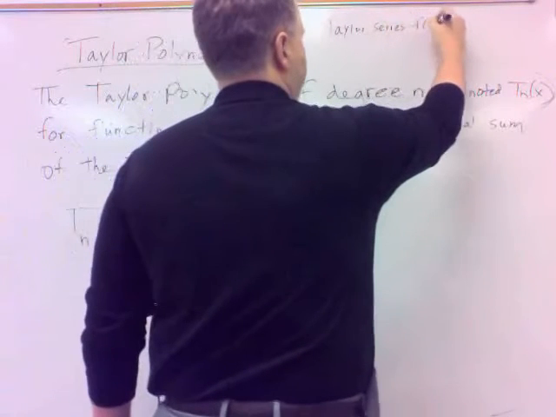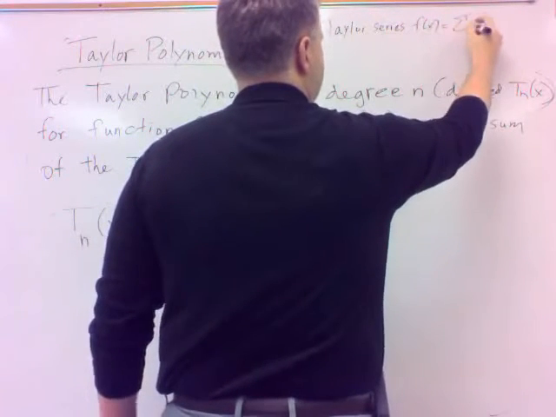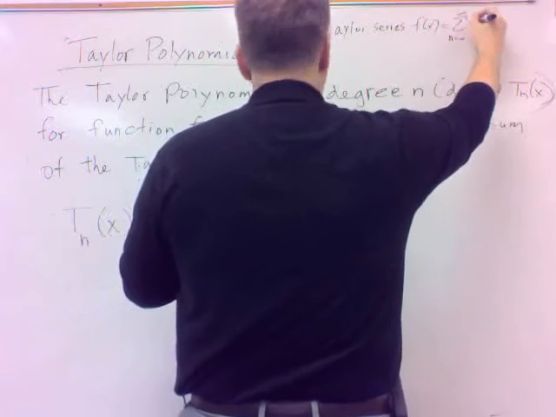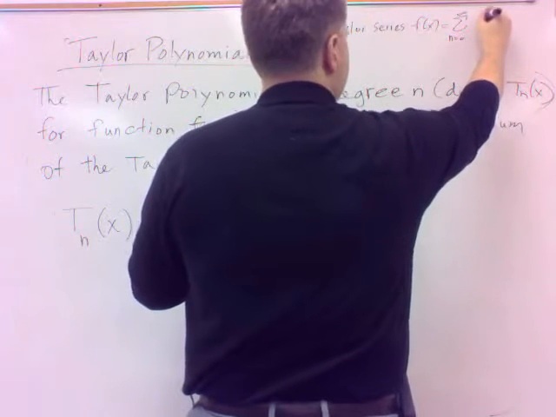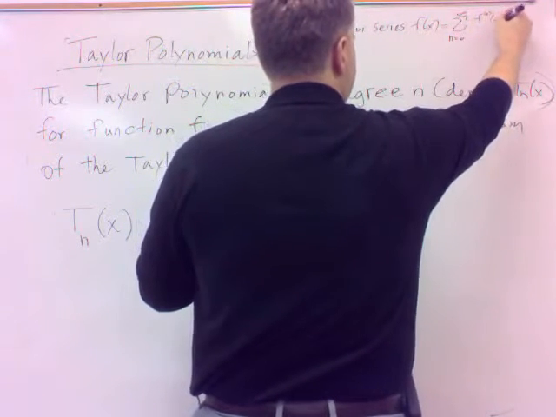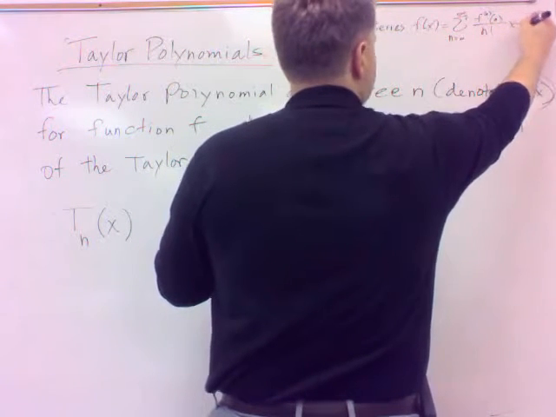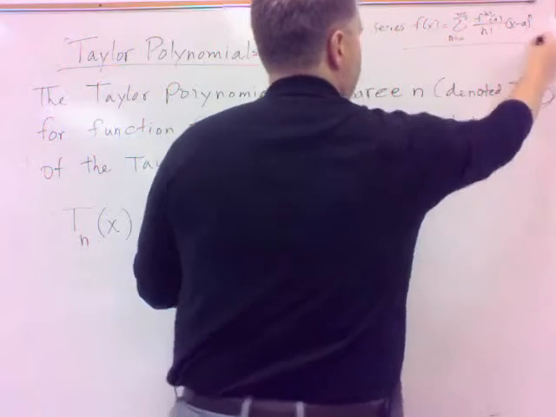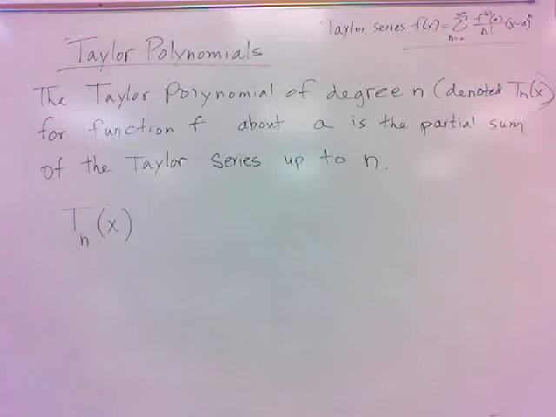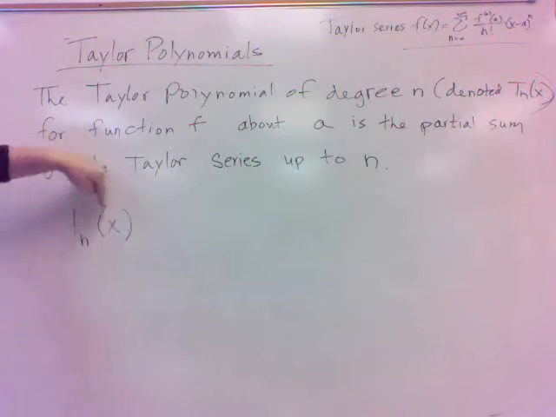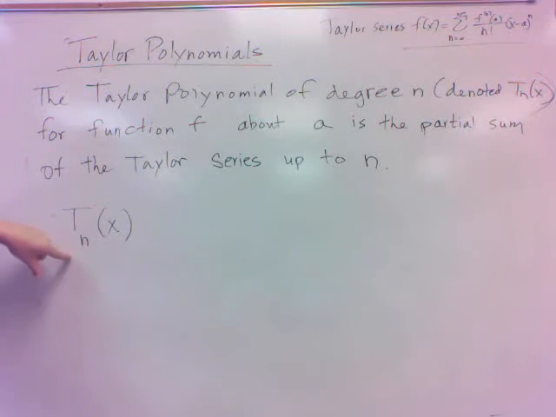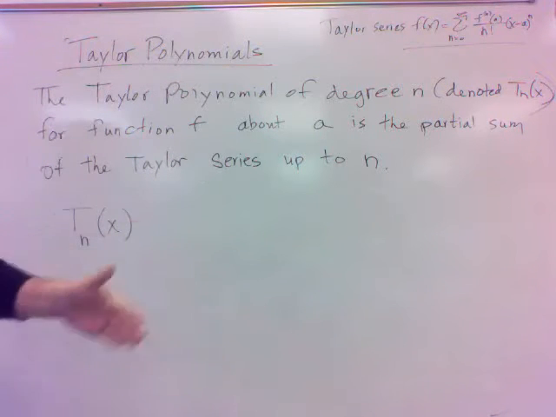We find, for f of x, the sum, n equals 0 to infinity, of the nth derivative at a, divided by n factorial times x minus a to the n. That's our Taylor series. Well, the Taylor polynomial says, I just want to do n up to n for those terms. So I'm going to cut it off at a certain point.